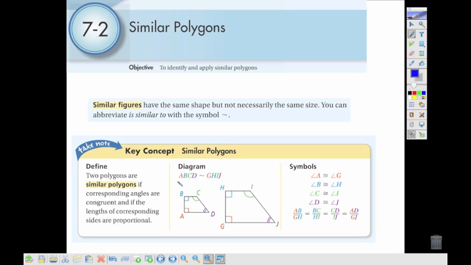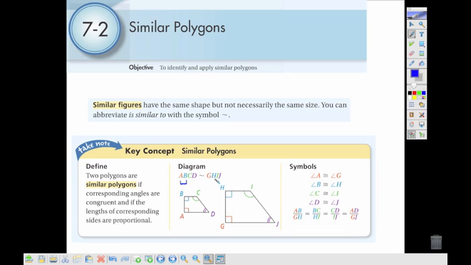we can also think about the parts matching in the same way that they do with congruent statements. So if I have ABCD similar to GHIJ, I would know that A and G are congruent angles. B would match with H, C would match with I, D would match with J. We would also be able to tell which sides are matching.